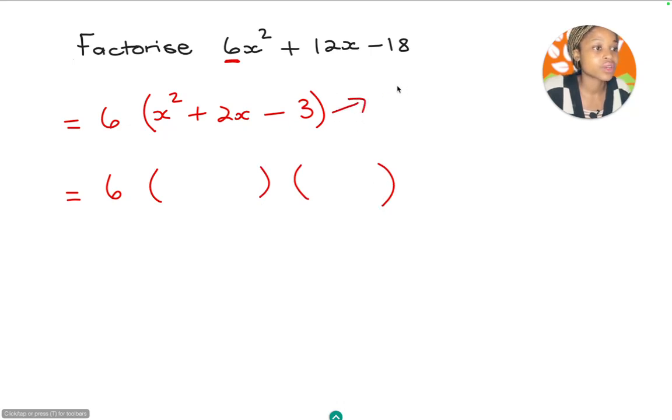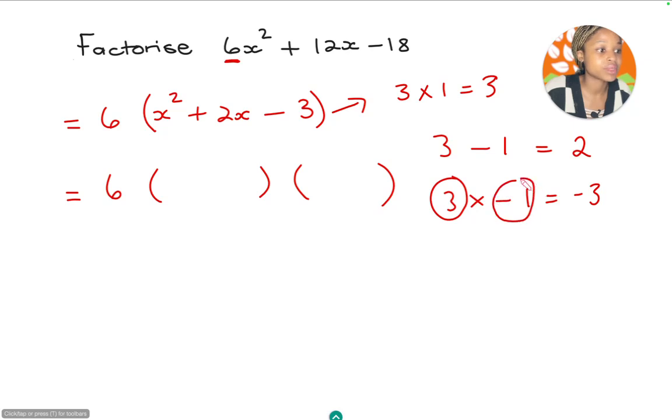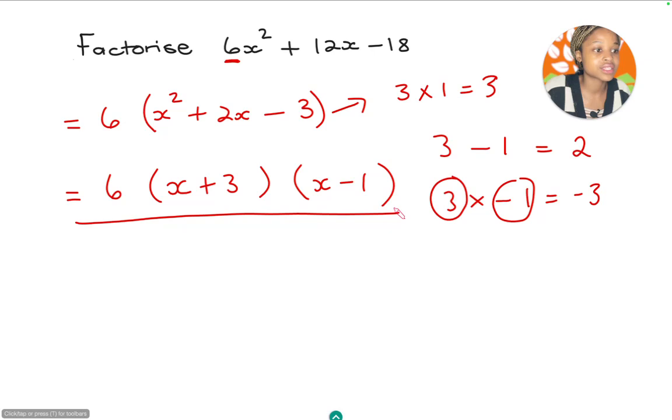Okay, and I'm thinking, okay, 3 times 1, 3 and 1 is going to give me 3. What else? That's actually it. That's all. And then we think, okay, if I take 3 and 1, what do I have to do in order to get 2? I have to go 3 minus 1 in order to get my positive 2, okay? And this works out because 3 times negative 1 is going to give me my minus 3, which is that constant, okay? So my 3 is going to be positive and my 1 has to be negative. So it's going to be x plus 3 and x minus 1. And that is our answer.